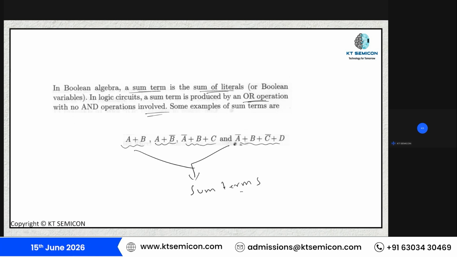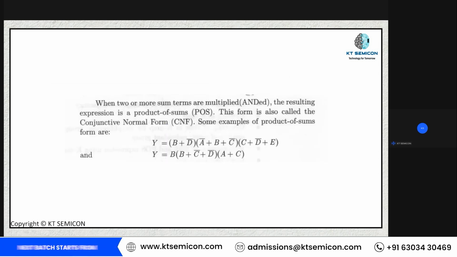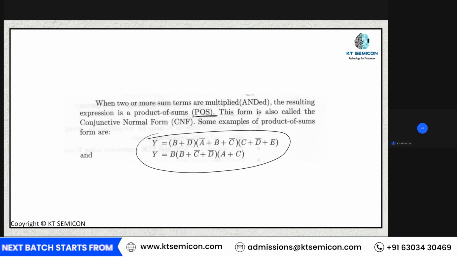Now, if I perform an AND operation between these sum terms, it is nothing but my product of sums. So this is how my product of sums is going to look. When two or more sum terms are multiplied, the resulting expression is known as the POS form of representation. For example, Y is equal to (A plus B) into (C plus D) into (E plus F). This is how we represent our product of sums expression.